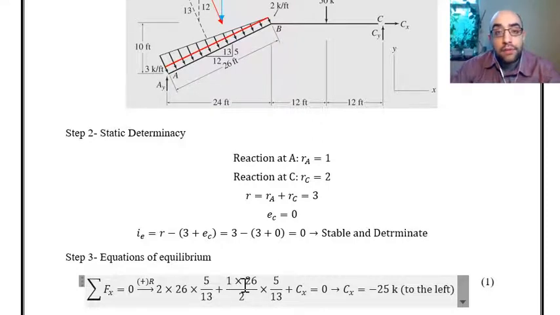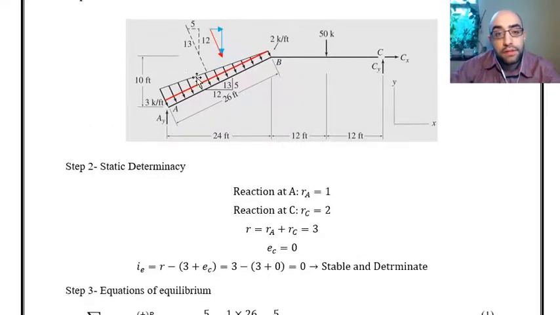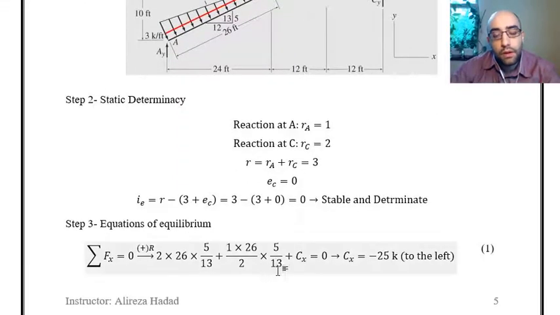And then I have to find the horizontal component of this load, which is the same idea. Multiply it by 5 over 13. Right? So that gives us the horizontal component of this distributed load over here.